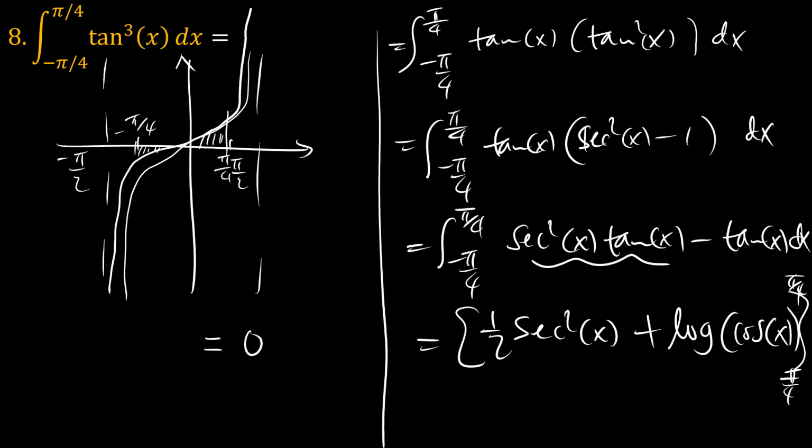Now what we see here is that pi over 4 and negative pi over 4 will bear the same value for half sec squared x, but also since cosine of a negative is the same as cosine of a positive, this is the same as 0. So the upper limit and the lower limit substituted onto whatever we've obtained here would be the same, and so it all collapses to 0. And that is the answer that was expected.